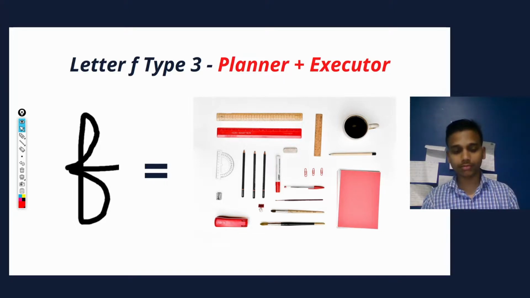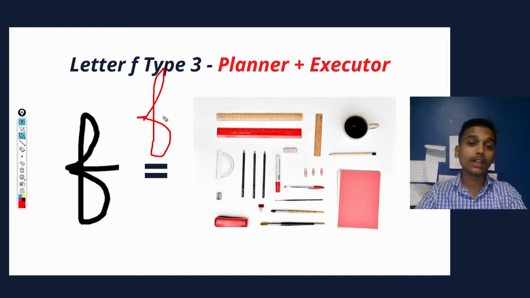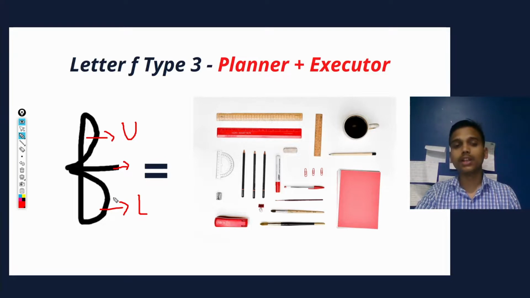Okay. So how to find this F? It's pretty simple. Any F which has both an upper loop as well as a lower loop. So this is the upper loop, and this one is the lower loop. As simple as that. And this one is the middle one, the middle dash. This is for the result, and this one is for planning. This one is for execution. So any writer who has planning, execution and then result, this writer is very organized in nature.